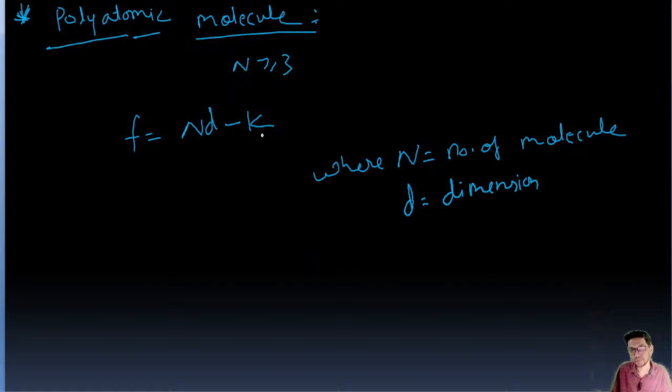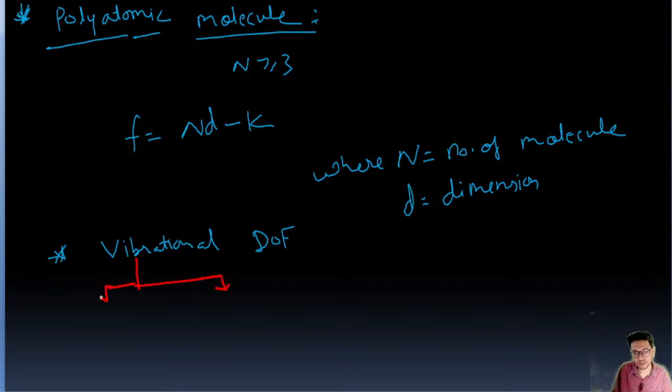Suppose n equal to 4, and in 3D you need to find out. So this is 3 into 4. Vibrational. So this is the vibrational degree of freedom. Vibrational degree of freedom for the linear molecule. We are talking about triatomic here.